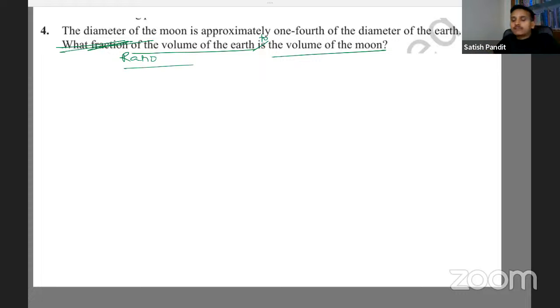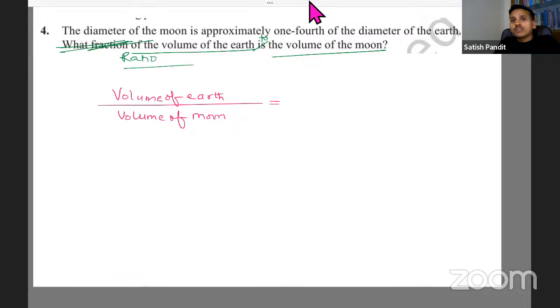What I told you, we have to find the ratio of volume of earth to volume of moon. See, both earth and moon are spherical. How do we know? They are given diameter, so we have to take it spherical only. And what is volume of a sphere? 4 by 3 pi r cube.